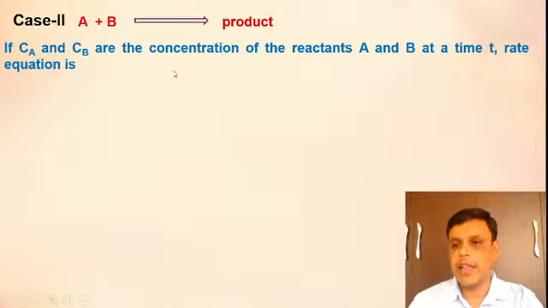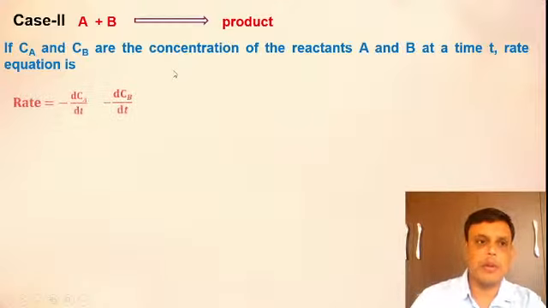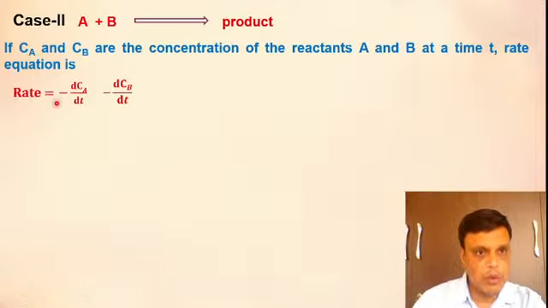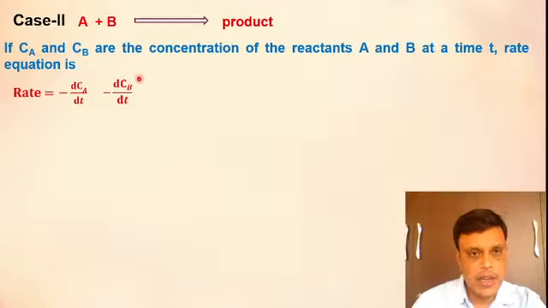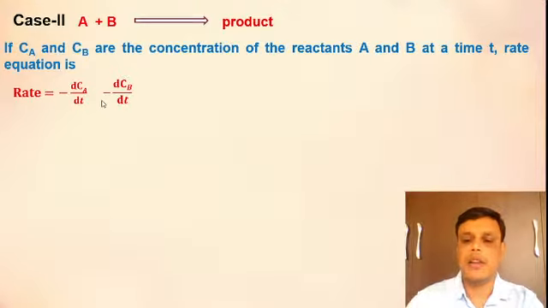at a time t, then the rate equation will be: rate is equal to minus dCa by dt. This Ca is nothing but the concentration of reactant A, and d by dt is a small change in the concentration, and the negative sign indicates the decrease in reactant concentration. Again, for another reactant, reactant B, we will write minus dCb by dt. Here Cb is the concentration of reactant B, and the negative sign indicates the decrease in reactant concentration.